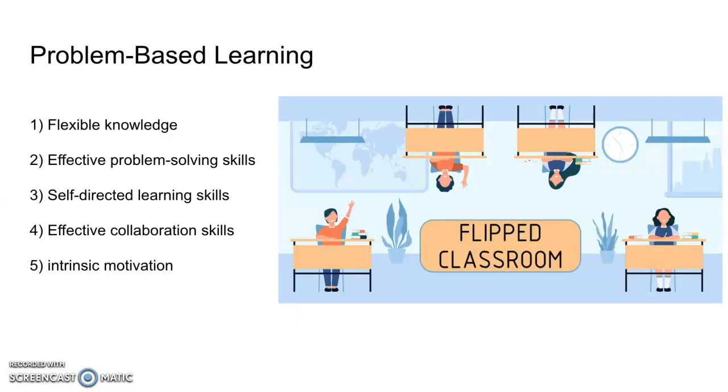According to Hmelo-Silver, there are 5 goals of problem-based learning. These include helping students develop, first, flexible knowledge; second, effective problem-solving skills; third, self-directed learning skills; fourth, effective collaboration skills; and fifth, intrinsic motivation.